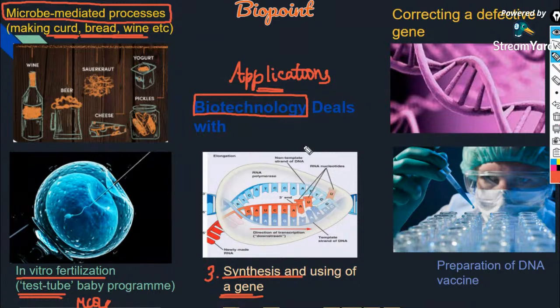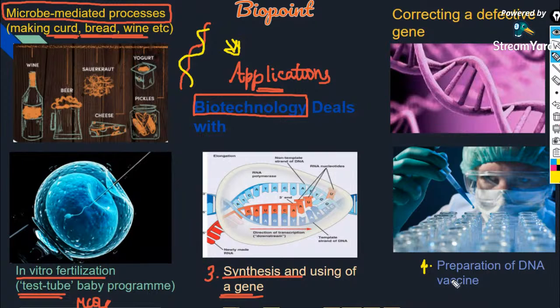Biotechnology finds its application in the synthesis of particular kinds of genes. Suppose this is one gene, and we have to synthesize another gene which is complementary to this. Biotechnology can find its application. Clear?